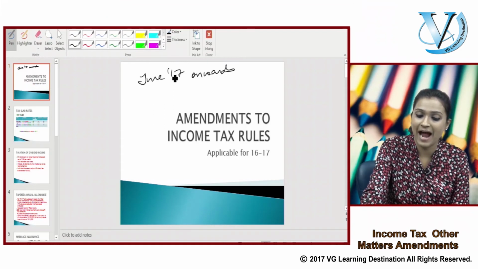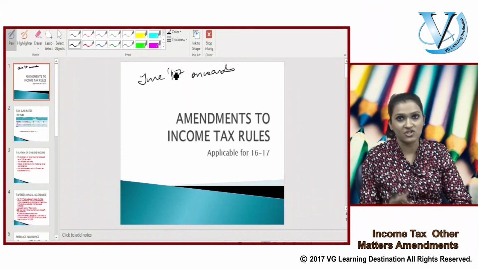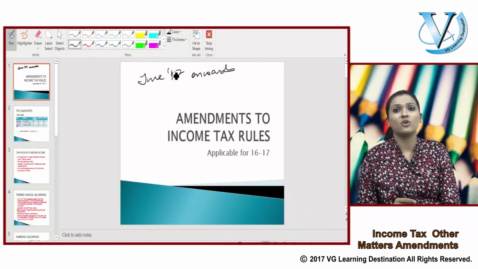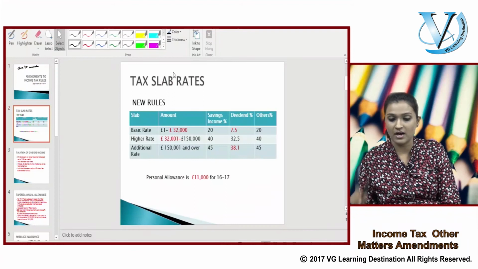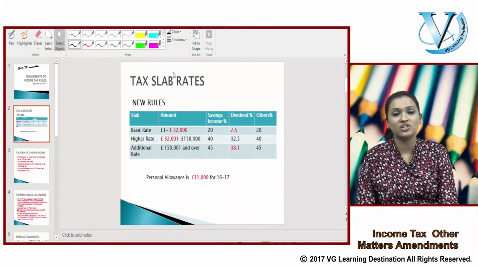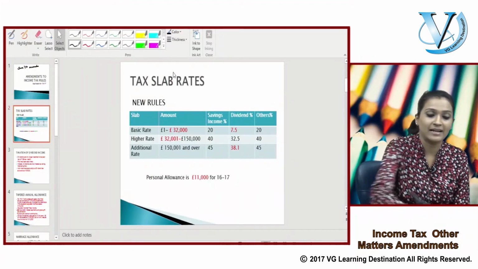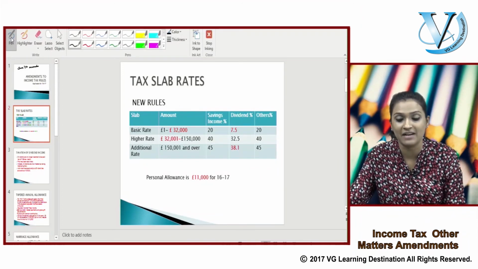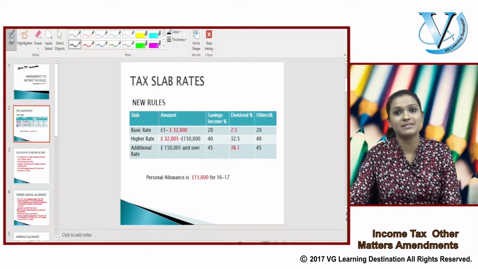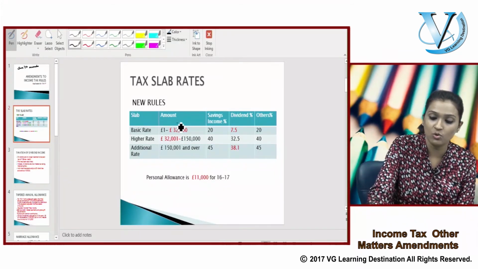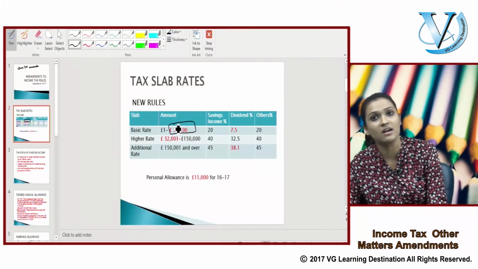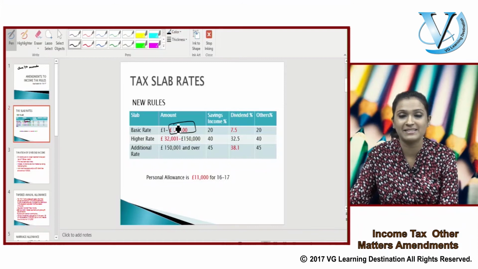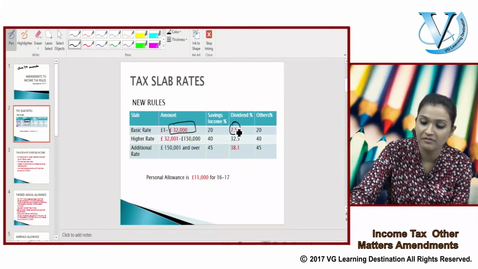onwards. So if that is the scenario, there are a few changes to what we had done in our previous sessions that you need to consider while you're preparing your set of accounts. The first being that there is a change in the tax slab rate, that is the basic rate, the higher rate, the additional rate for income tax that we've done. The basic rate slab now finishes at £32,000 instead of the earlier £31,785. So your dividend slab for the basic rate changes to 7.5%.